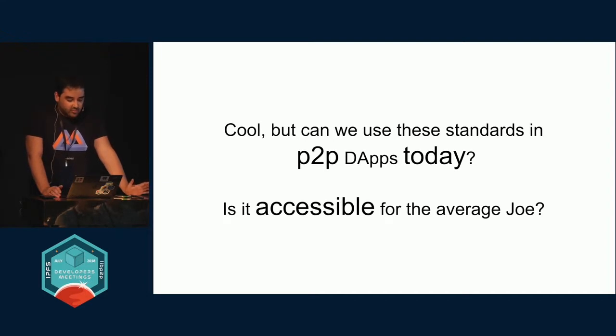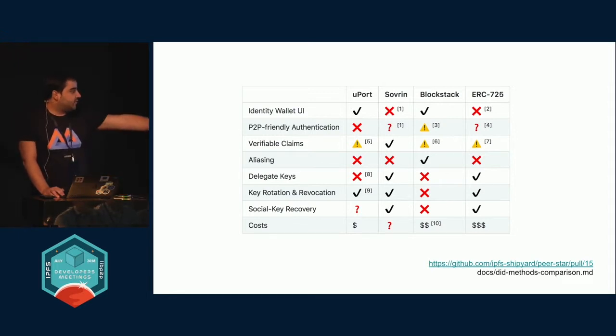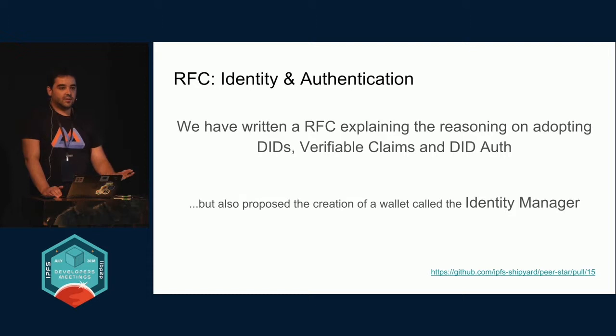So this is all cool, but is it usable today? Can we use them today? And are they accessible for regular internet users? That's the question here. I made a quick analysis over all the DID methods present in the registry. These are just the 4 most important ones. You might find additional information in that link. I will not elaborate on this. And all of this information is in a RFC, Identity and Authentication RFC in the peer-star repository.